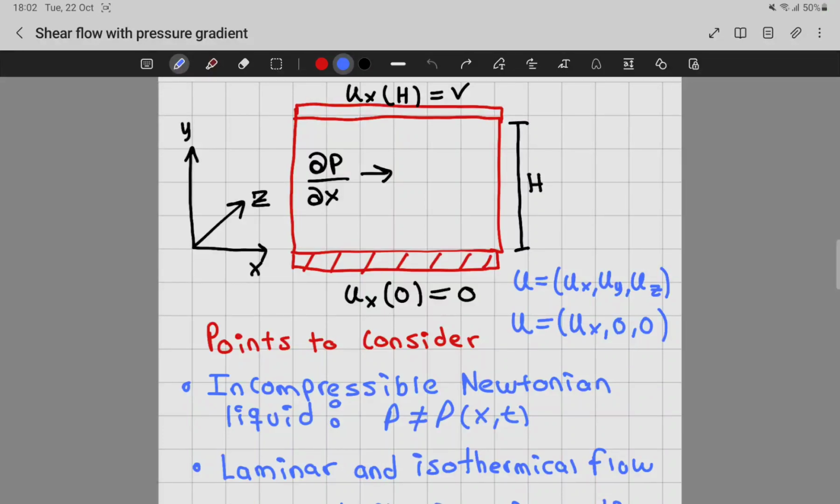Hello everyone, welcome to this presentation called Shear Flow with Pressure Gradient for a Newtonian Fluid.